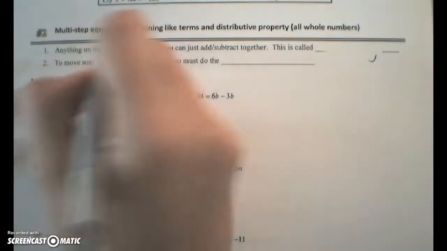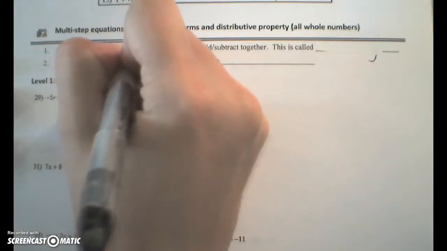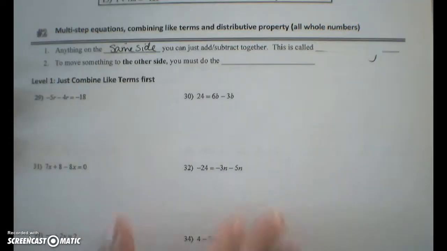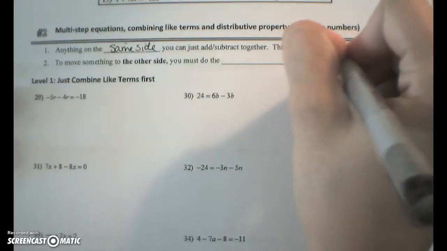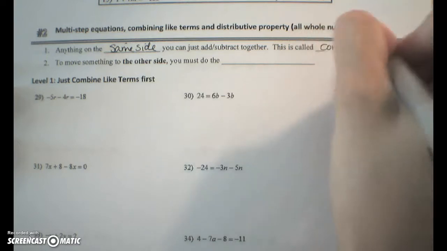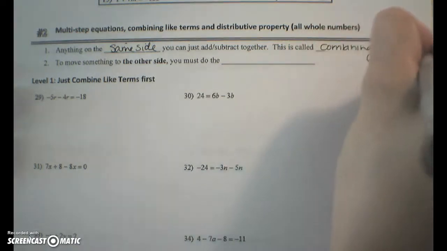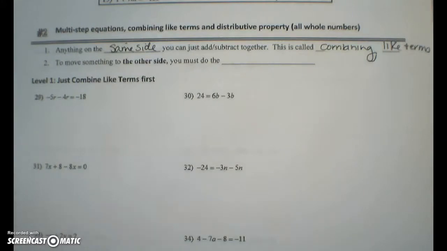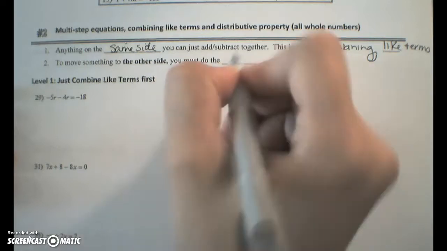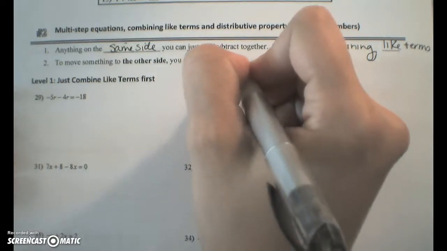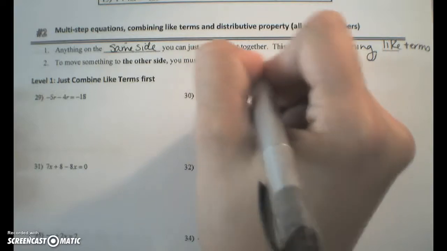First of all, anything on the same side, you can just add and subtract together. This is called combining like terms. But when we have things on other sides, like on the other side of the fence, we have to do our hokey pokey and you have to do the opposite. Thinking of the opposite side of the fence, our hokey pokey song has to deal with the opposite operation.